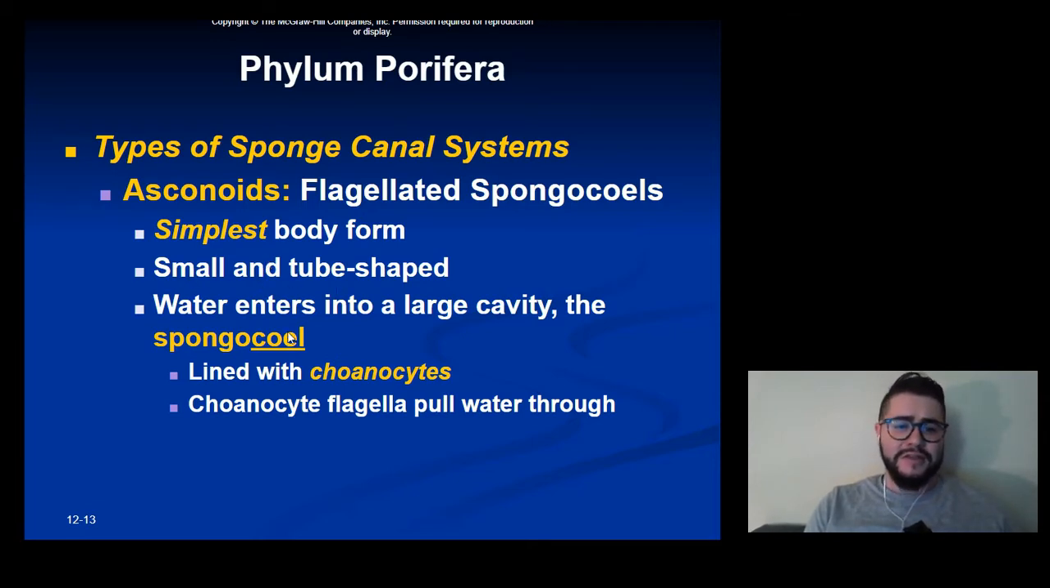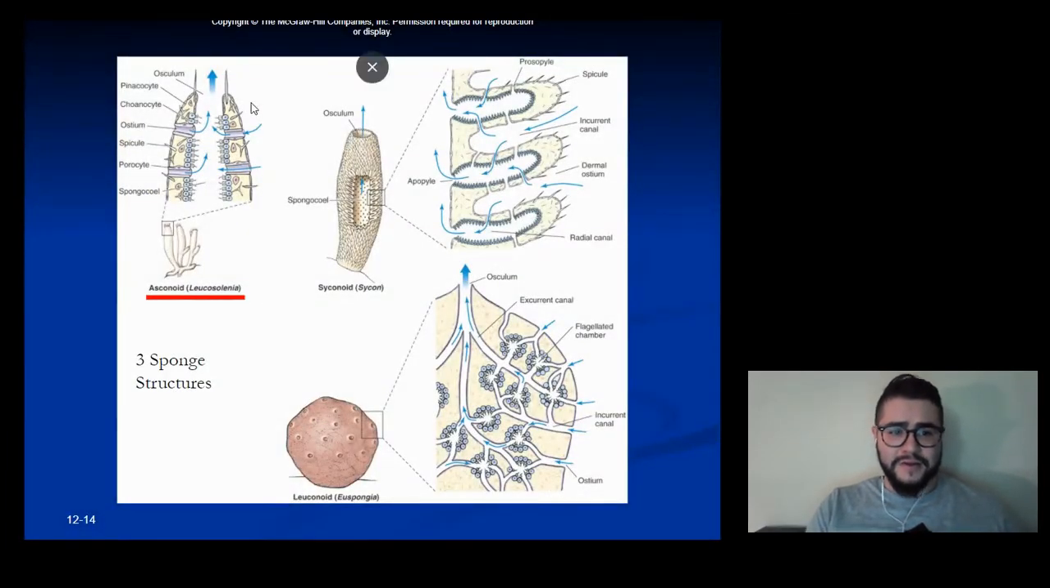Water enters into a large cavity, which the large cavity in the center of a sponge is called a spongiocele, where that cavity is lined with choanocytes. Let me show you. So that's this one right here. Water just comes into the sponge through the ostia, the little holes in the side. It goes into the middle cavity of the sponge, called the spongiocele. Water passes through, the food material is filtered out, and then water leaves to the top of the osculum.